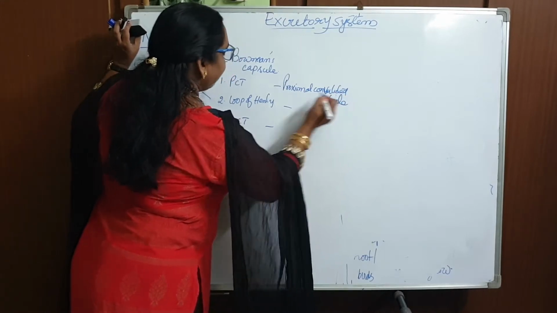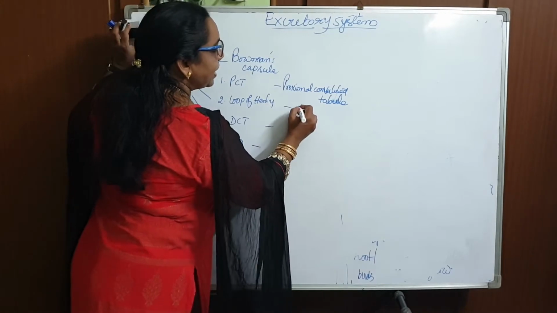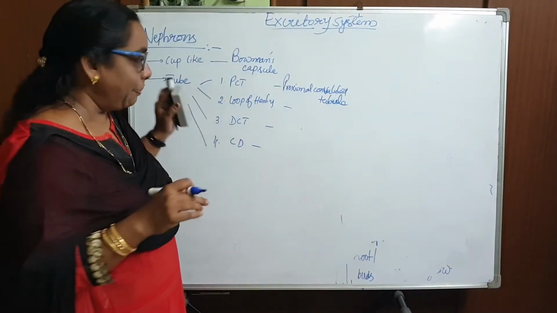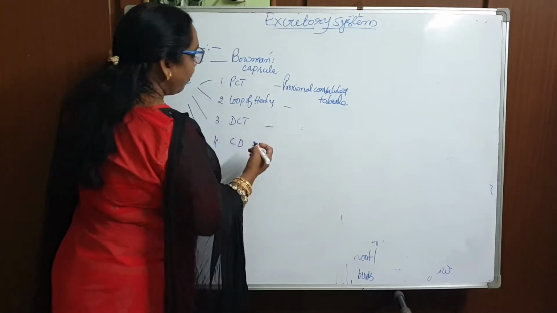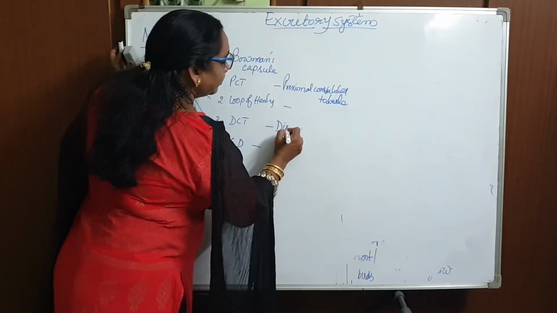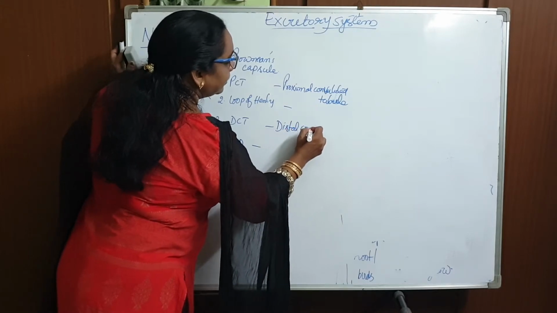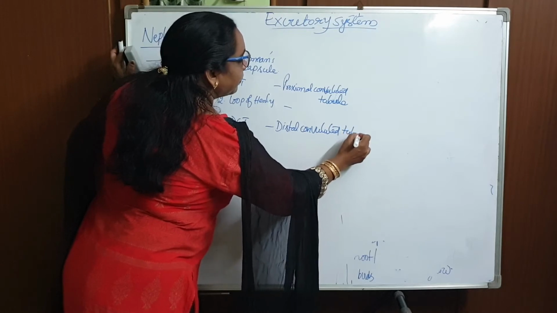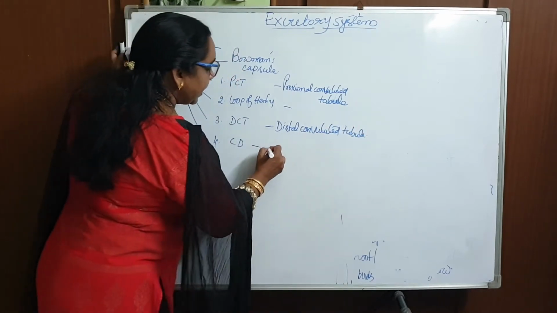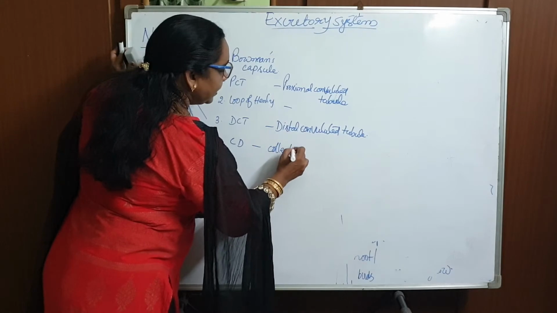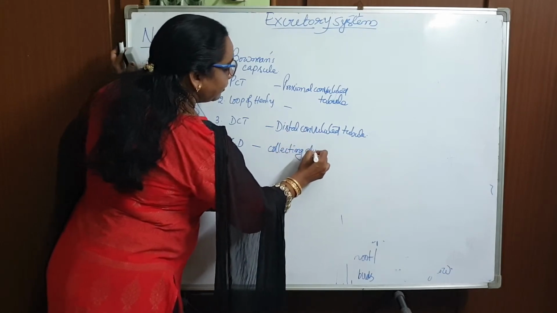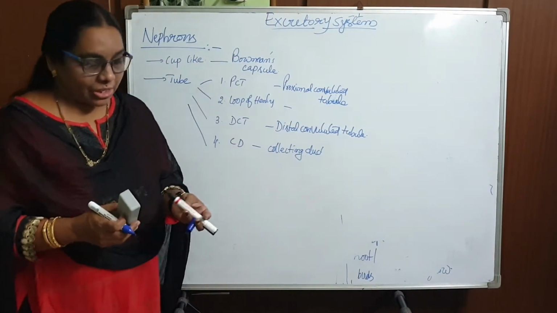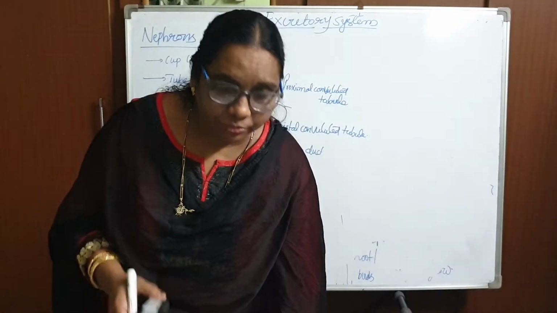Next, the loop of Henle. It is just like a safety pin in shape. The DCT full form is distal convoluted tubule, and CD is the collecting duct. Okay children, these are the main parts which come under the nephron.